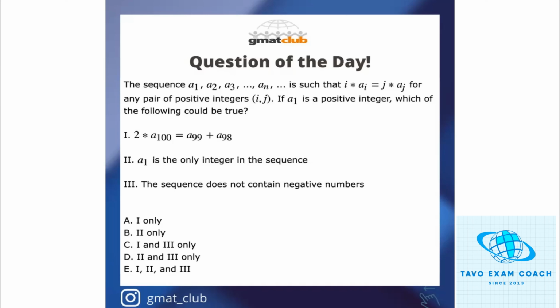Today we're going to see another GMAT quantitative question. It is the question of the day by GMAT Club, which reads as follows. The sequence a1, a2, a3, and so on, a sub n, etc., is such that i times a sub i equals j times a sub j for any pair of positive integers i and j. If a sub 1 is a positive integer, which of the following could be true?